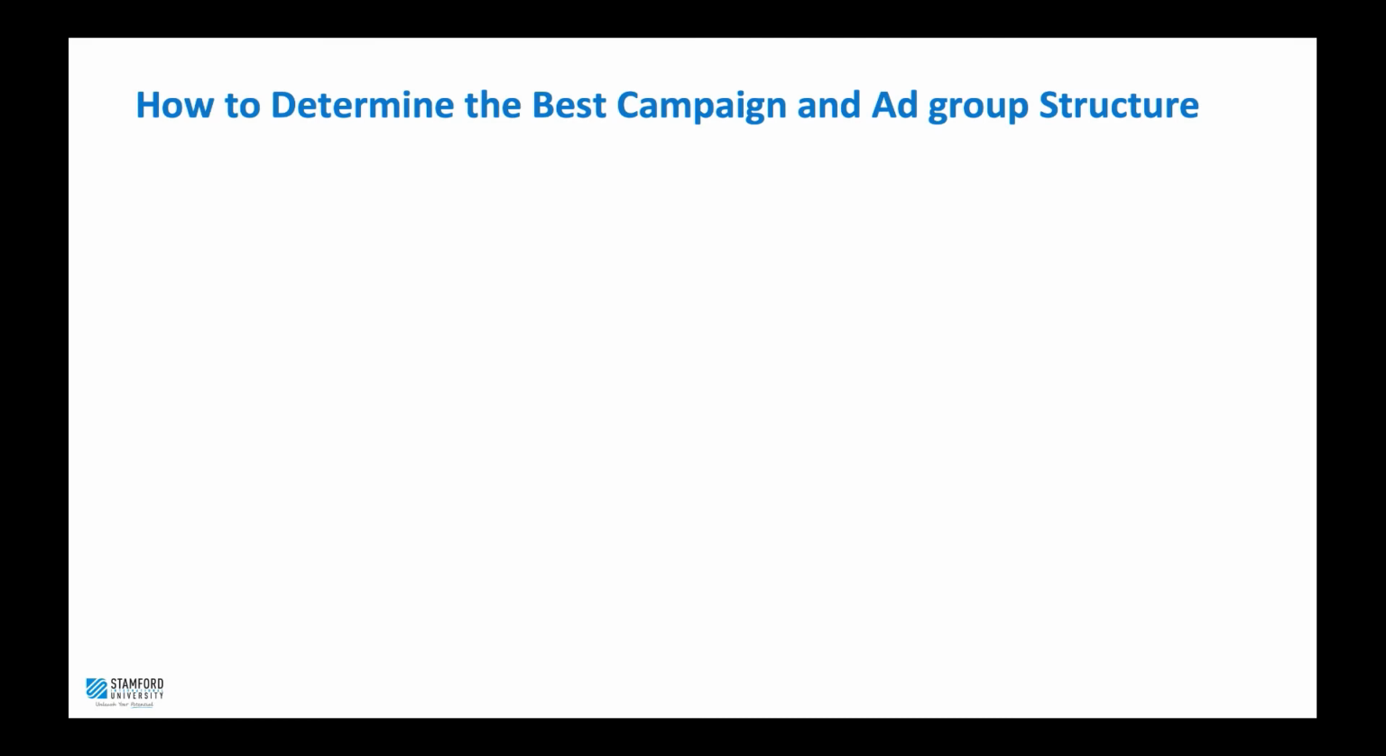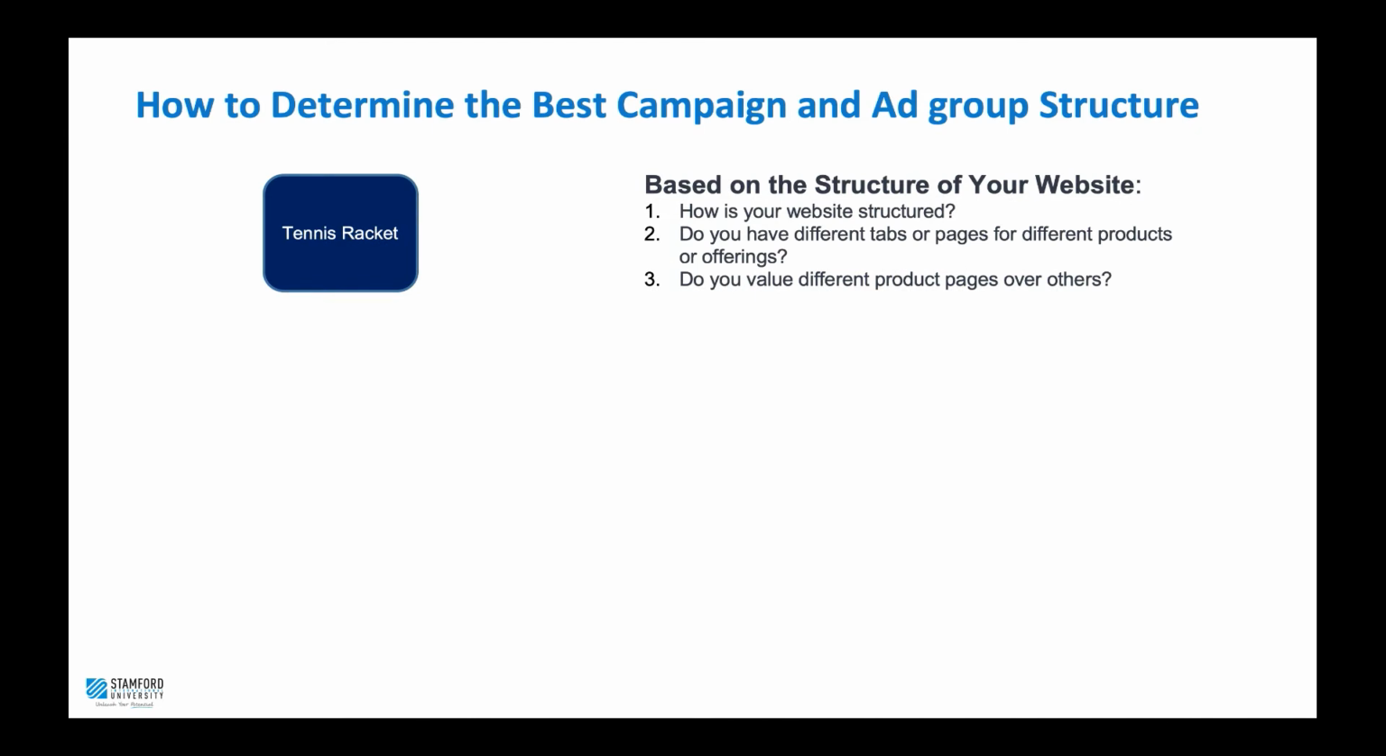All right. Now let's go into how to determine the best campaign and ad group structure. These are the tips I want to give you. So the first thing you need to look at is the structure of your website. In trying to figure out how to set this up, look at how your website's structured. Do you have different tabs or pages for your different products or offerings? Do you value different products or pages over others? If your website's well structured, which it should be, then it makes sense to structure your Google Ads account in a very similar fashion.